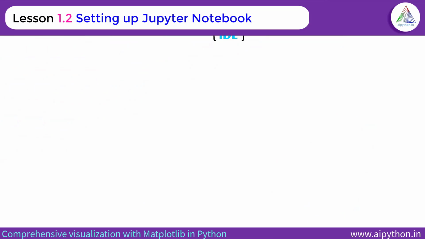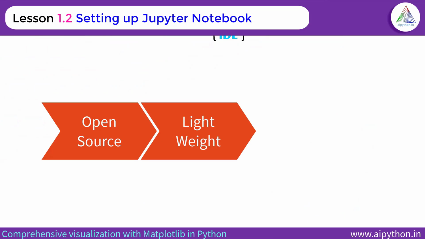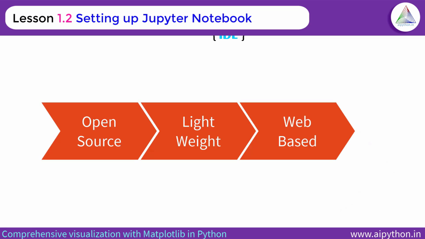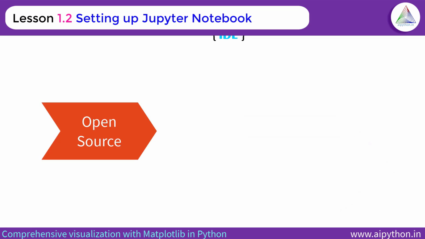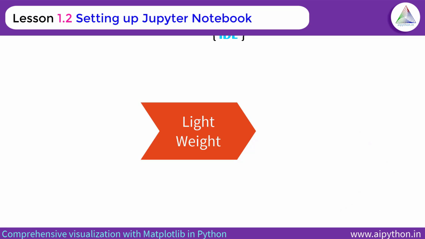Jupyter Notebook is an open source, lightweight, and browser-based IDE. So there are three terms. Open source, you might be understanding. It's freely available and developed by a community of developers. So anyone can use it without paying anything. Lightweight IDE. Lightweight means it doesn't consume a lot of memory of your system. It doesn't occupy many resources.